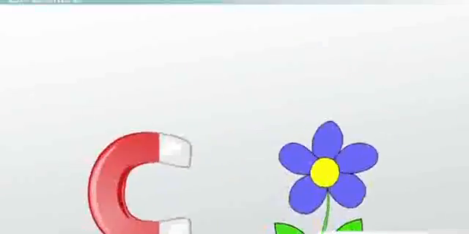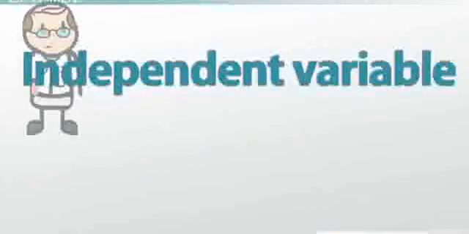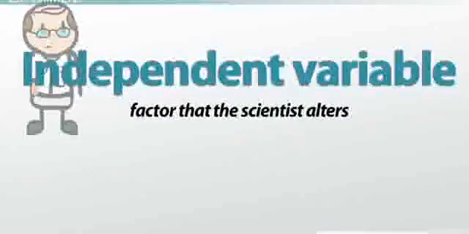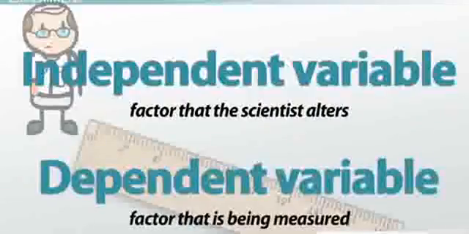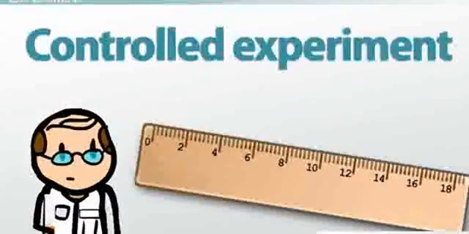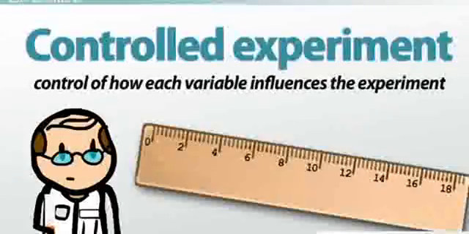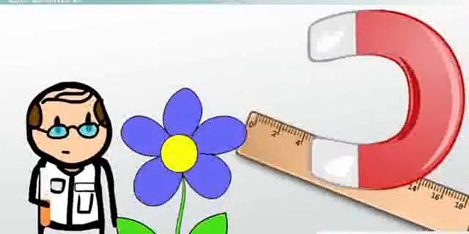An experiment involves multiple variables, which are specific factors that can be manipulated. Most experiments include an independent variable, which is the factor that the scientist alters, and a dependent variable, which is the factor that is being measured. When an experiment includes these aspects, it is referred to as a controlled experiment, because the scientist is in control of how each variable influences the experiment. This is an important part of the scientific method because by controlling the variables in the experiment, the scientist can determine which variable is causing the predicted result.